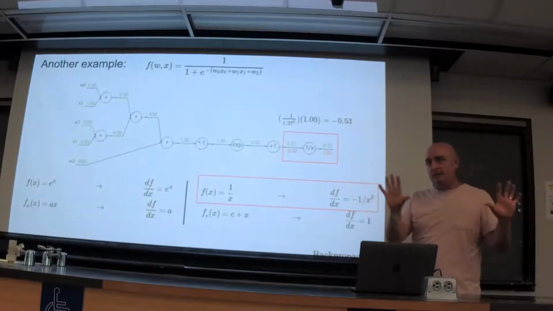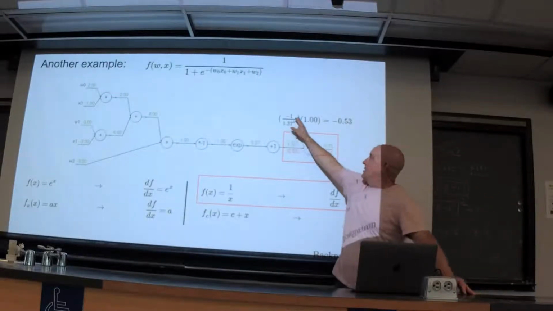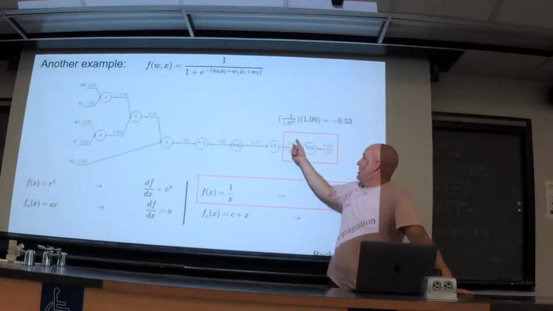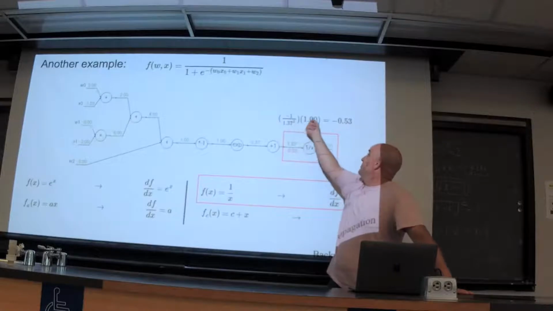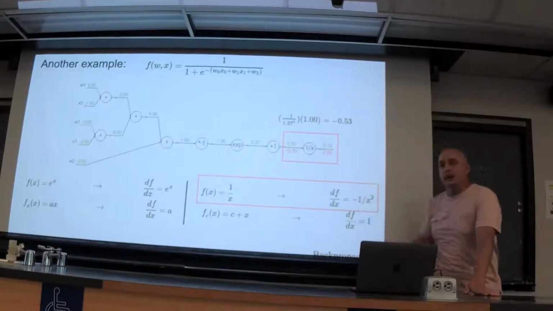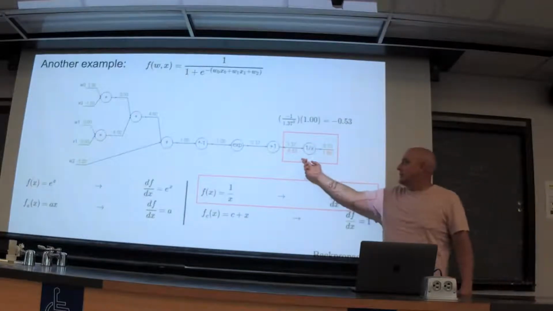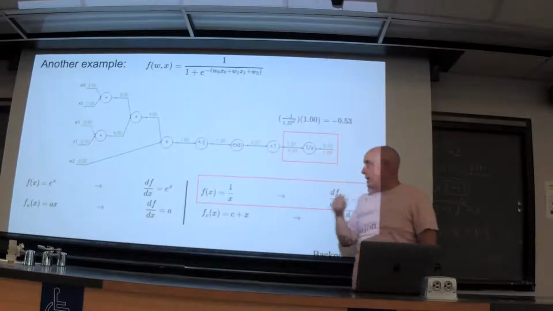Questions on that? Do you see how that happened? This is the upstream gradient. This is the local gradient, computed at the values of the inputs here. We do all the math and we get a value of minus 1.53. So this is now the new downstream gradient that we're going to push upstream.